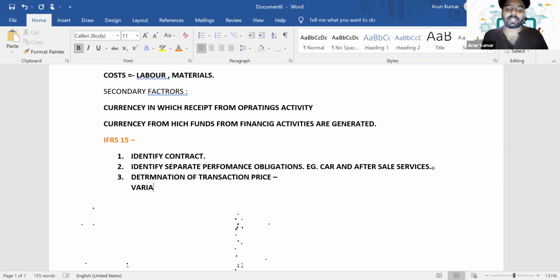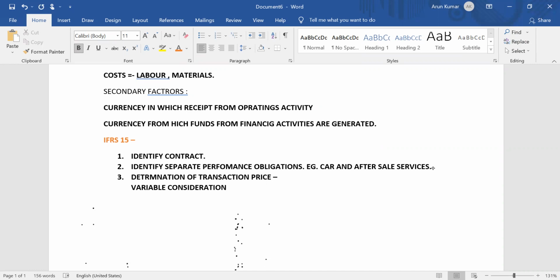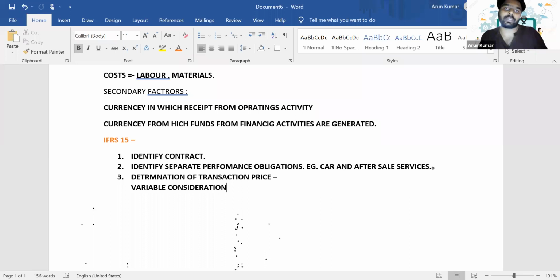So if there is any variable consideration, we need to consider it. What do you mean by variable consideration? Let's say, especially with respect to e-commerce, they give a refund policy. If you don't want the item, you can return it and ask for a refund, if you return it within 8 days or 10 days. So there are certain criteria.